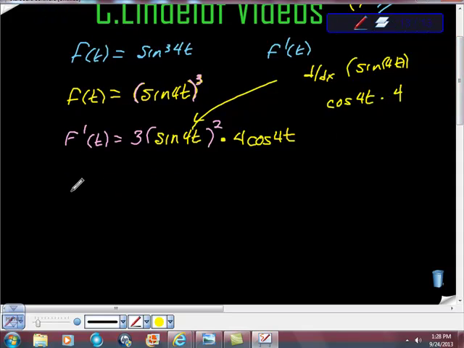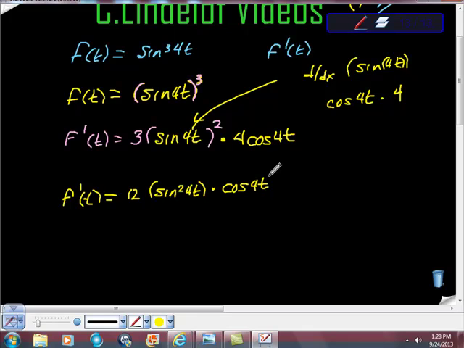3 times 4 is 12, so f prime at t is equal to 12 times sine. I'm going to go ahead and move this thing back in because it looks better there. I'm going to move this back into here. Squared 4t times cosine 4t. And I'm going to let that be our answer.